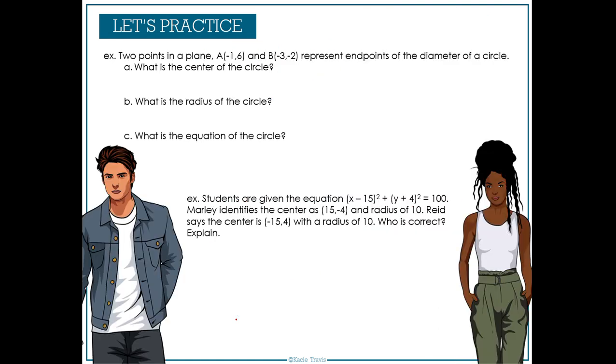All right. We have a couple of these questions here on the bottom. Let's go through and make sure that we can solve them. If you want to try them out on your own, pause it and come back. We'll go through and answer it for you.